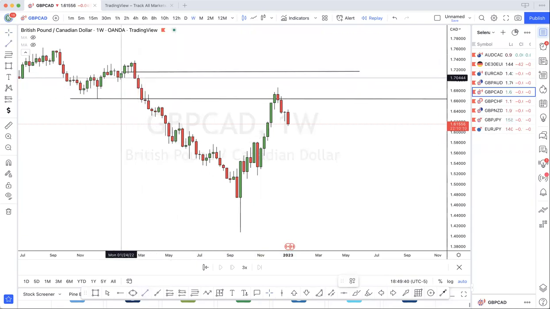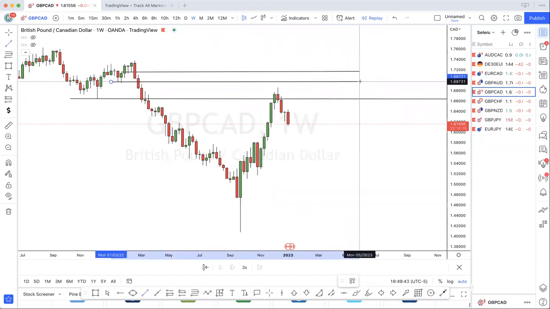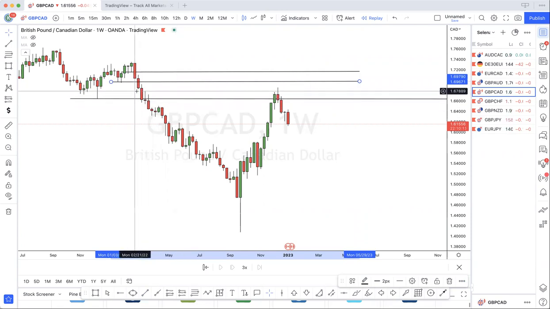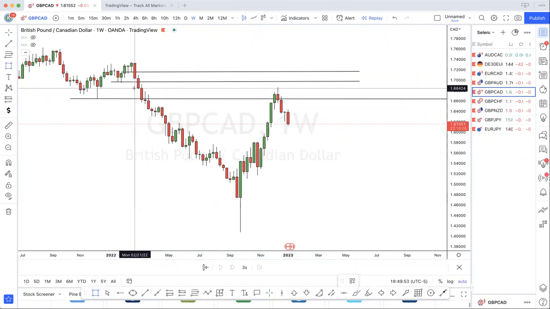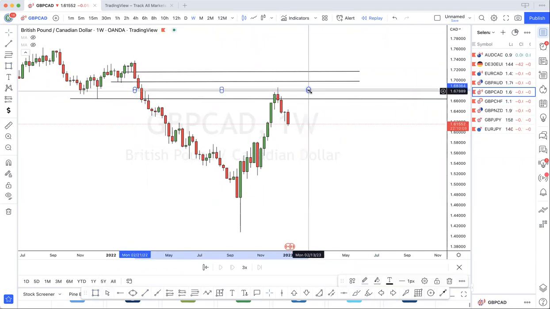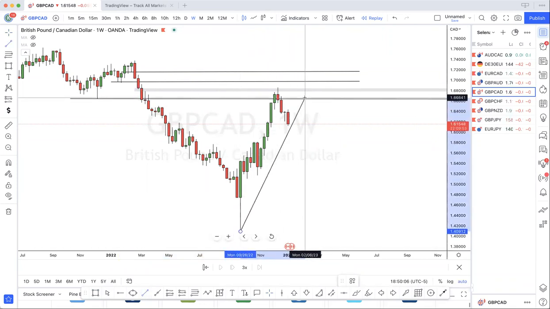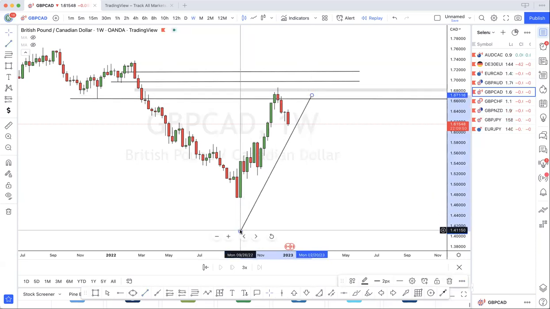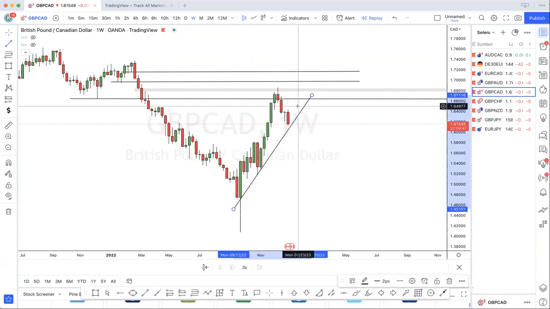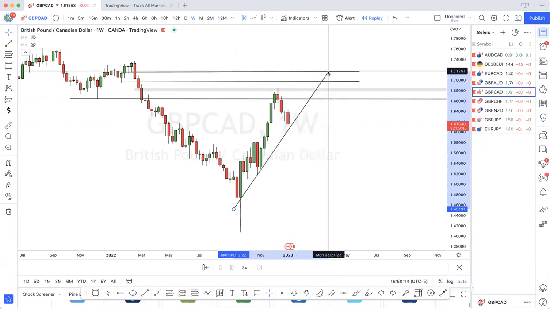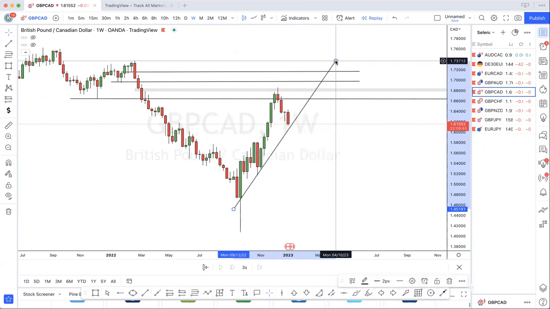I'm going to mark this one up because it's a low, but price tapped into and filled in this imbalance that was right here, and then started pulling back. Even with this pullback, currently we are still, what do y'all think we still are? Bullish. Mm-hmm. We're still bullish.